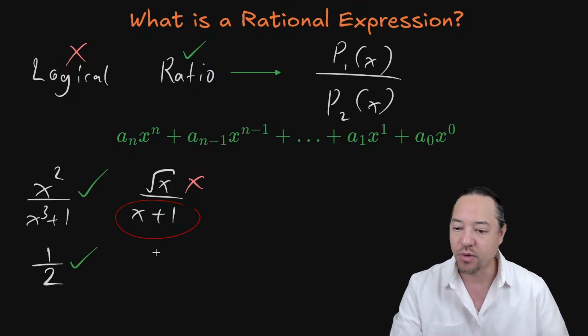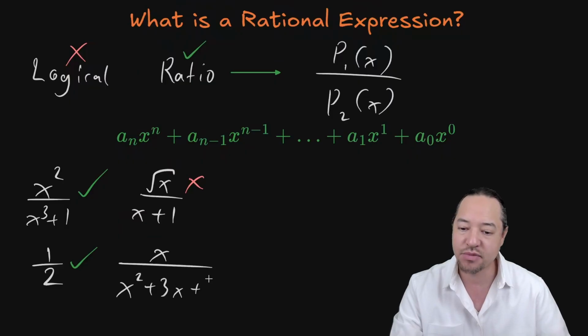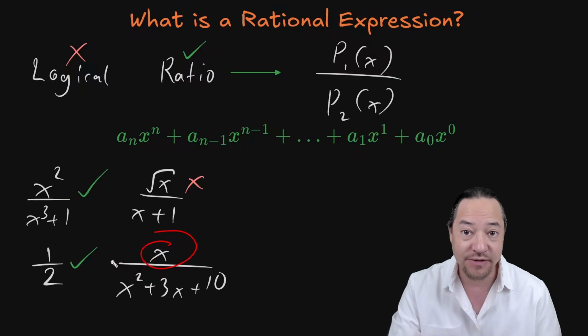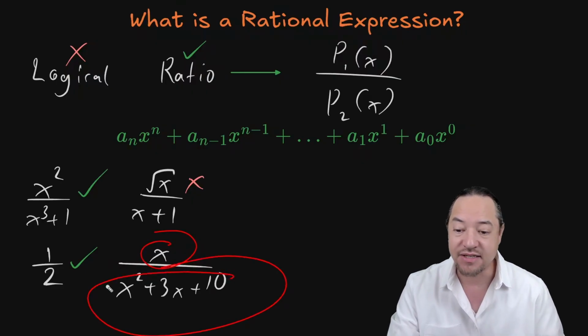How about trying another one? How about x over x squared plus 3x plus 10? Is this a rational expression? Well, is x a polynomial? Yes. Is the denominator a polynomial? Yes. Well, then there you go. This is a rational expression.